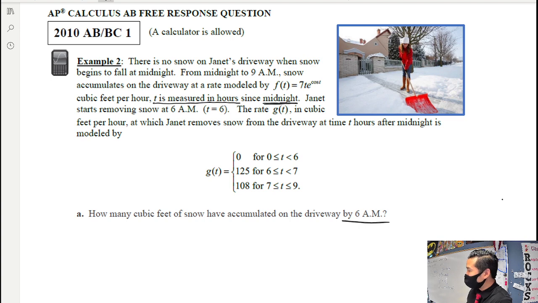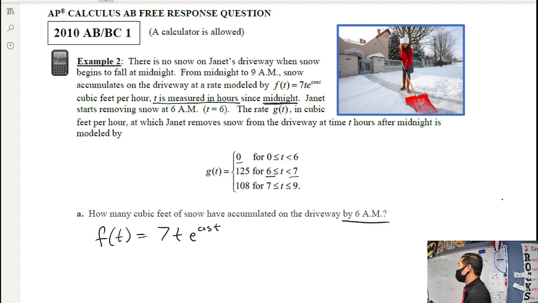She started removing snow at 6 to 7. That's why there's 0 there. So, also, we're not talking about the removal of snow. We're just talking about how much snow has accumulated, how much has fallen. What's the function that deals with the snow falling? So we're just looking at f of t in this case, aren't we? 7t times e to the cosine of t. That's the function you really want to focus on, because we're focusing on how much snow has fallen. We don't care about the removal of snow yet.